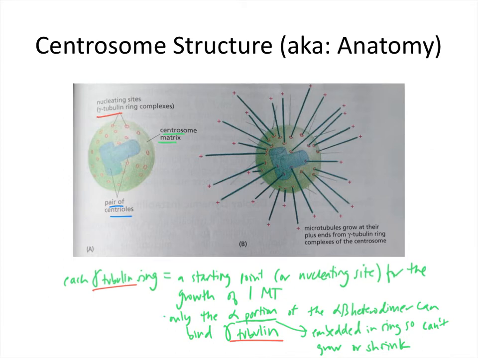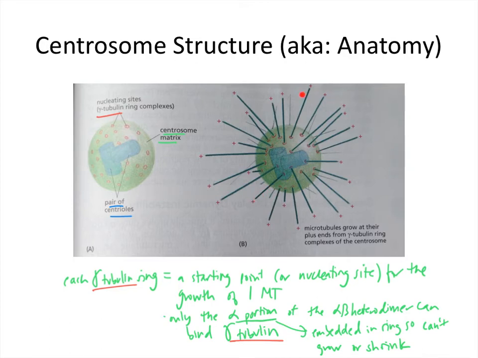But right now what I want you to know is that only the alpha portion of the alpha-beta heterodimer, the tubulin heterodimer, can bind to the gamma-tubulin ring. And that's what gives us this directionality. So the minus end is secured right here, and that means polymerization can start to occur on this plus end and start to grow.